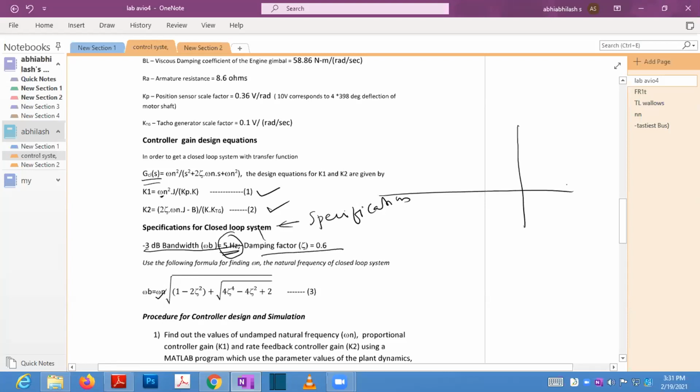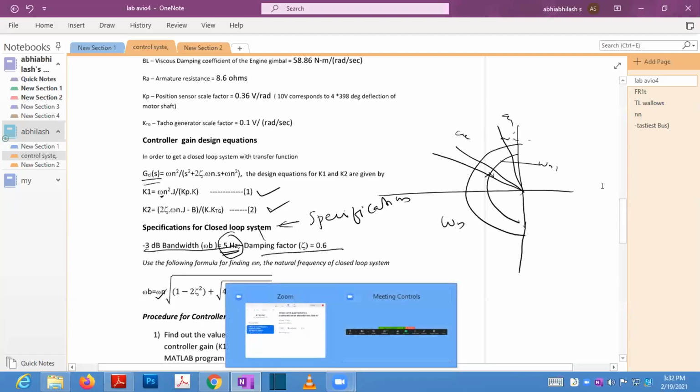You will study this later in root locus. The concentric circles are omega n values, omega n1, omega n2, like that. These lines, the cosine of this angle gives the damping values. So zeta is this one and omega n is this one. So your dominant poles will be here.